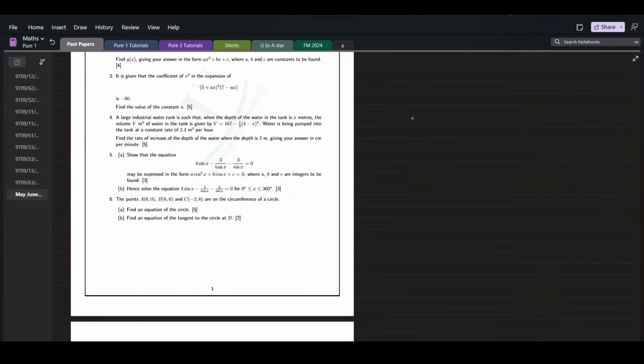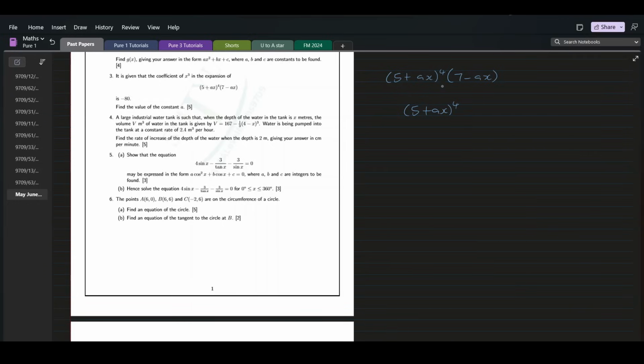It is given that the coefficient of x cubed in the expansion of 5 plus ax to the 4 times 7 minus ax is negative 80. Find the value of the constant a. Okay, so we have 5 plus ax to the 4, and we have 7 minus ax, and we're given information about the coefficient of x cubed. Let's start by looking at 5 plus ax to the power 4. And what we want are the terms in x squared and the terms in x cubed.